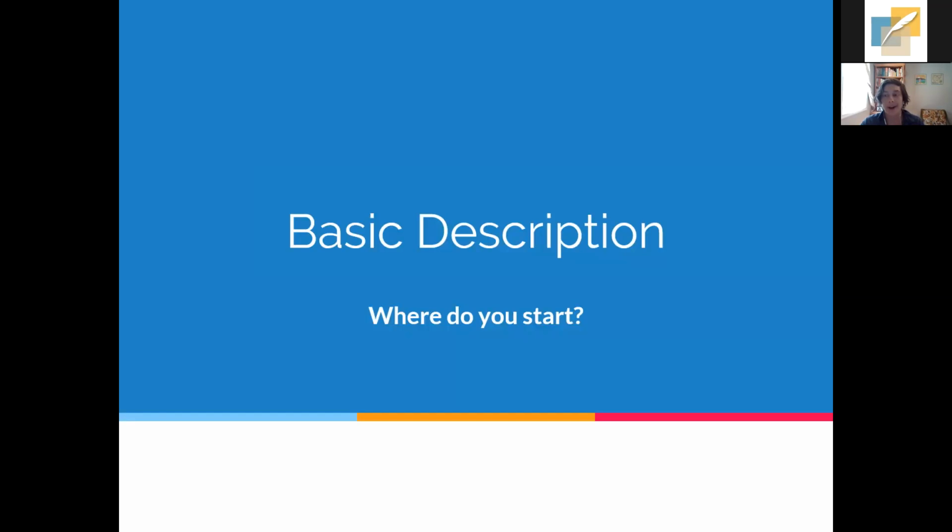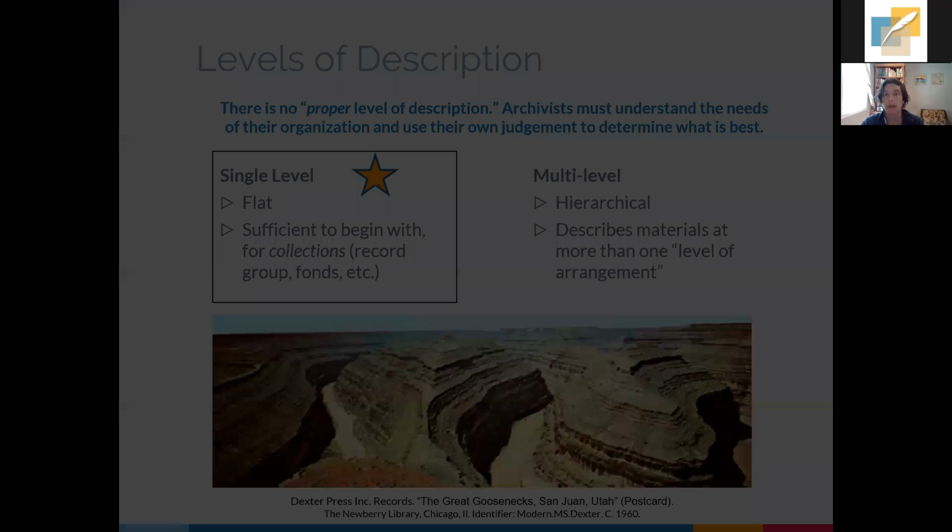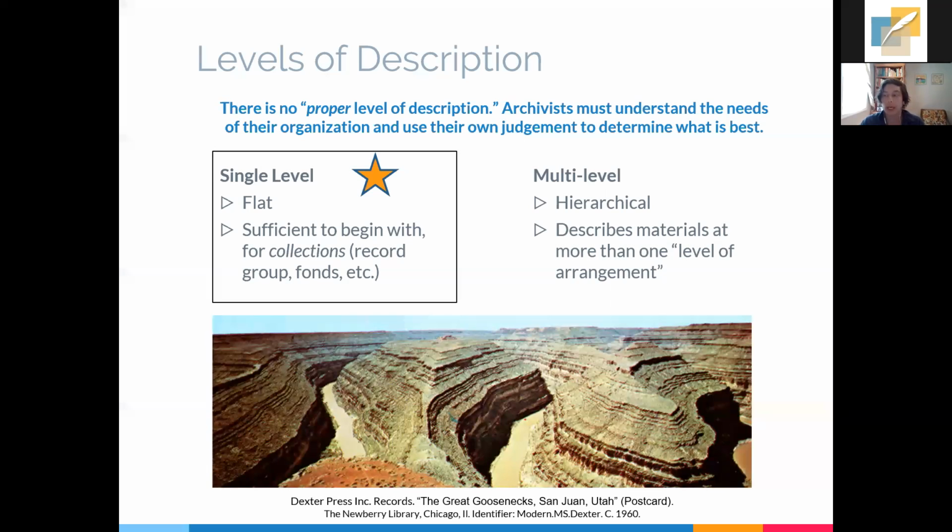So, okay, this part is going to get a little more nitty-gritty into the details of DACS and how it works as a guiding tool for creating finding aids. And then we'll take a look at some examples of how some of these details play out and what it looks like in a finding aid. So first, I'll just reiterate something that I think was already mentioned. And if it wasn't, I apologize. There's no proper level of description. Archivists must understand the needs of their organization and use their own judgment to determine what is best for them.